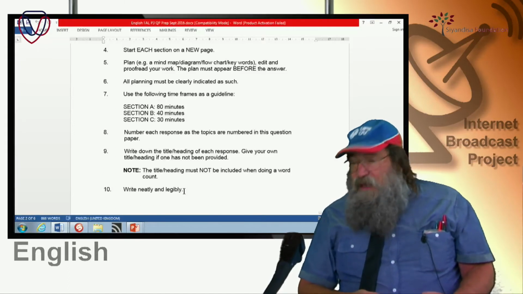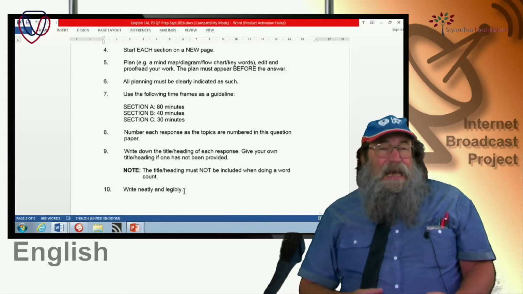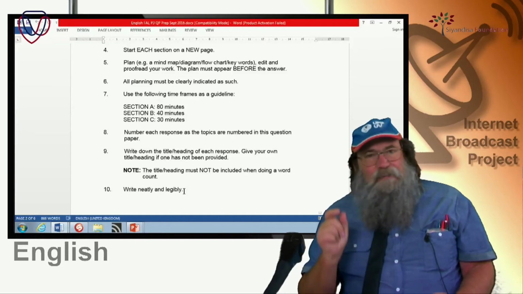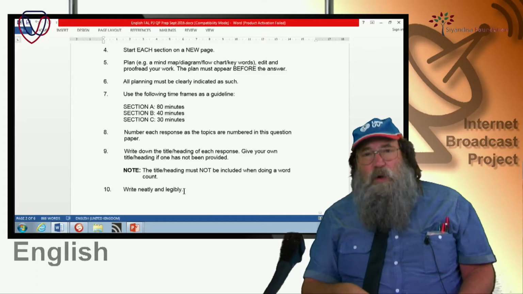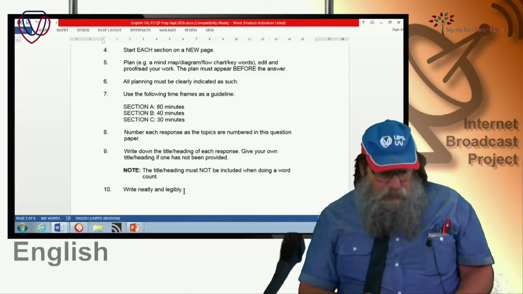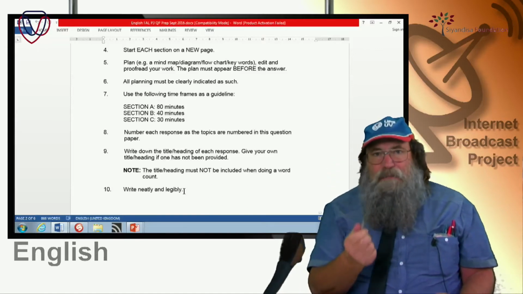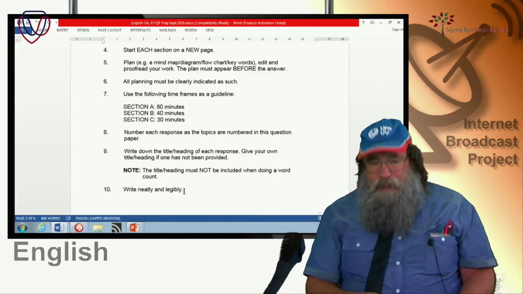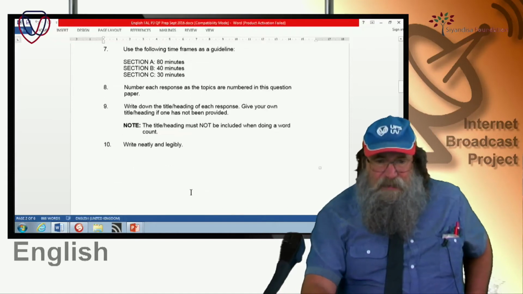And school halls, unfortunately, are not always well illuminated. If you are using a fine point pen, it makes it more difficult for the marker to actually read what you have written. So please make sure, if at all possible, that you are using a medium point pen, which leaves a much darker, clearer line on the paper. Now, let's go to our essays.